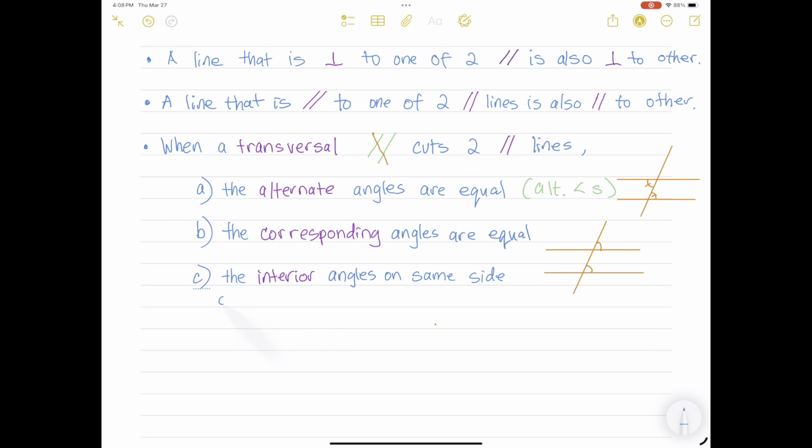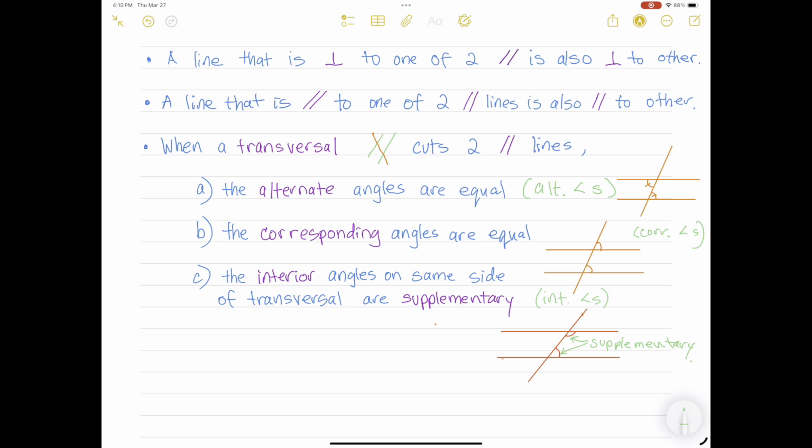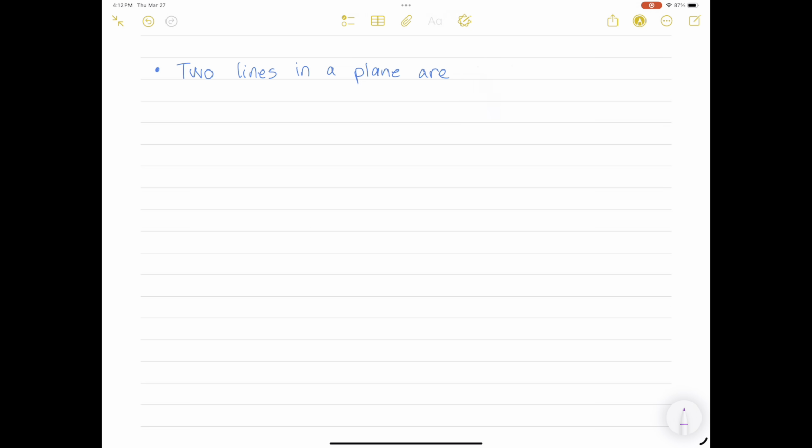C, the interior angles on the same side of the transversal are supplementary. And here I jot down the abbreviation for corresponding angles and the abbreviation for interior supplementary angles. And here I draw a miniature figure of the interior angles on the same side of the transversal, which are supplementary. The opposite of the above statements is also true.